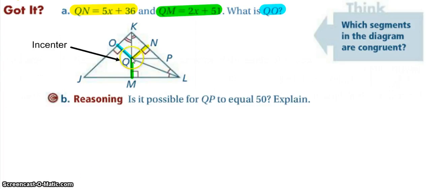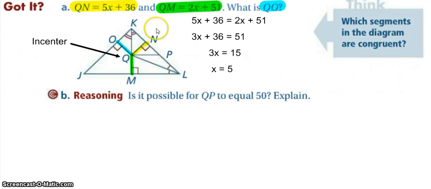What I see is point Q comes from the angle bisectors of angle K and angle L, and since it is where the angle bisectors meet, it is our incenter, which tells me that QN, QM, and QO should all be congruent lengths. So when I'm given the length of QN and the length of QM, I can solve for x, plug it back in, and find the length of all 3 of the segments.